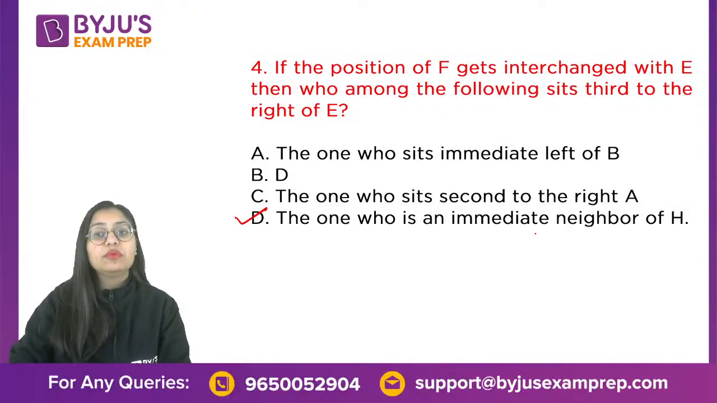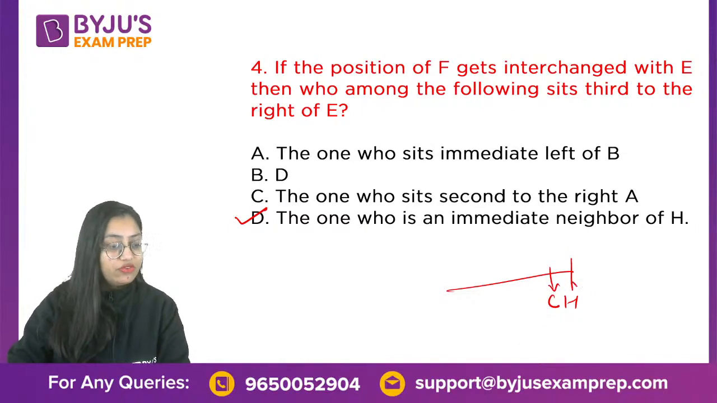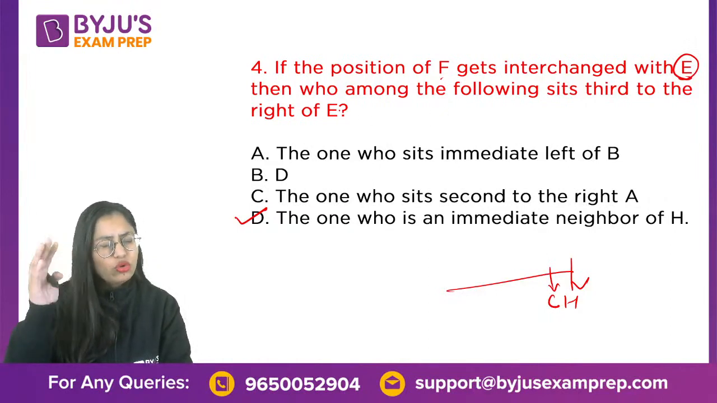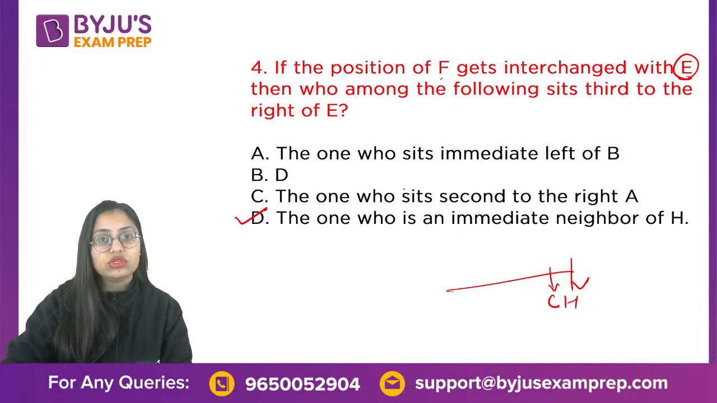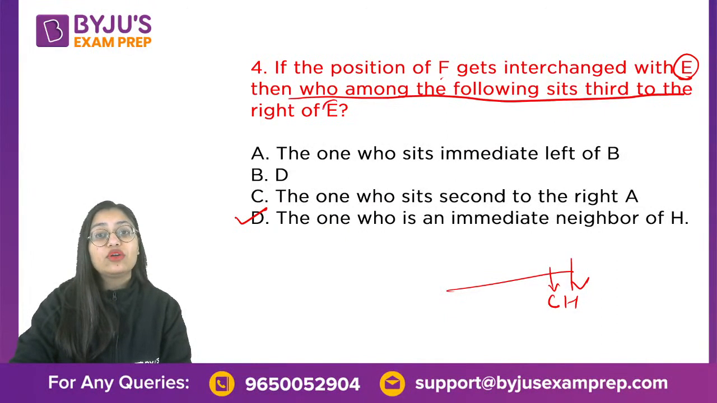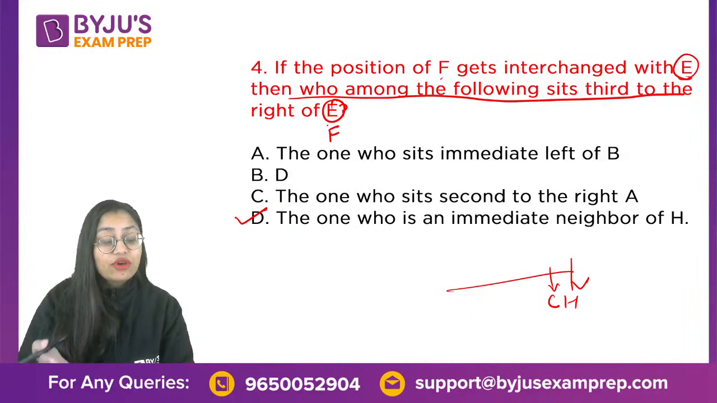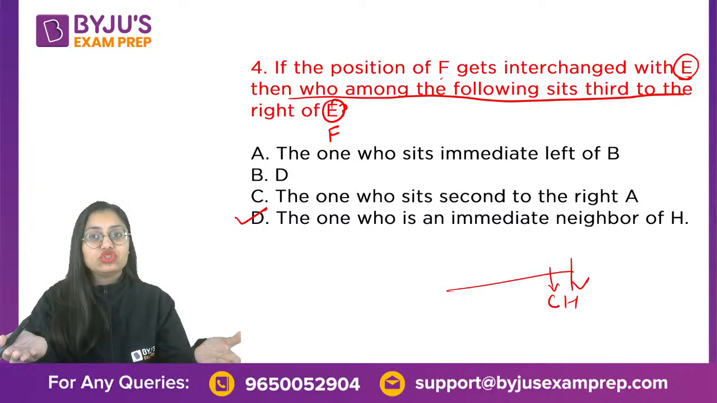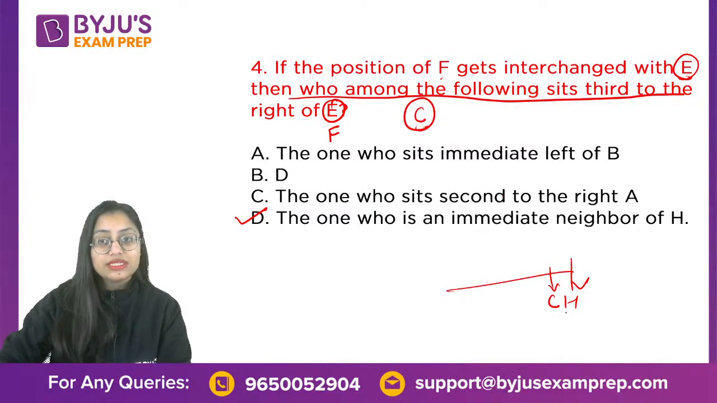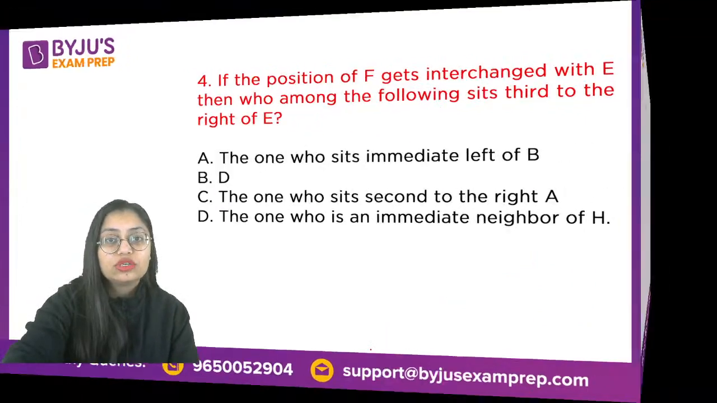And the one who is an immediate neighbor of H over here, if you see, it is C. Both of them are facing towards south. F gets interchanged with E, then who among the following sits? Just do not go and try to interchange. In these type of questions, it is just your intuition. ठीक है, intuition को देखो यहाँ पे. Then who among the following sits third to the right of original F? Because E and F have exchanged their position, na. So third to the right of original F is C, and C is the immediate neighbor of H, right?